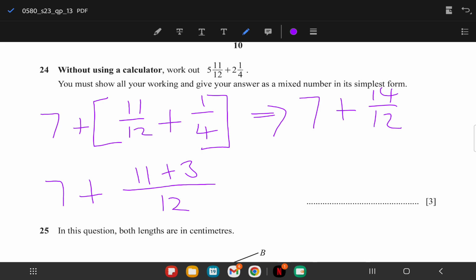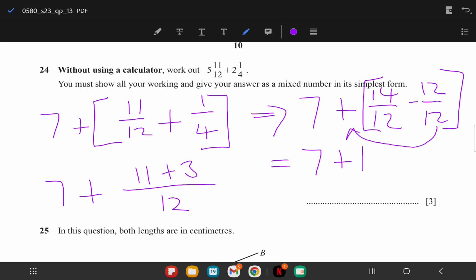I can subtract 12 over 12 from there. So I'm going to put a bracket again and then subtract 12 over 12, which is a whole number, to give me 7 plus 1, the whole number that I've borrowed here. 12 divided by 12 will give me 1. So 7 plus 1 plus our fraction, which is now 14 minus 12, that's 2 over 12.